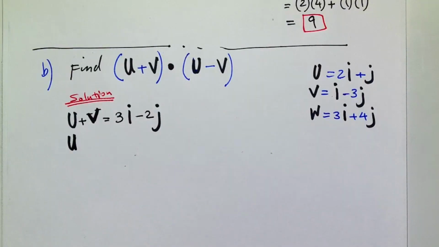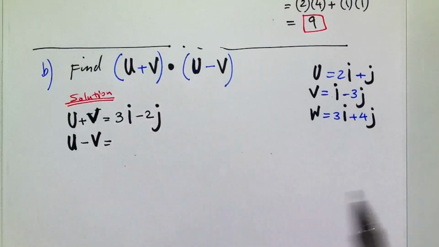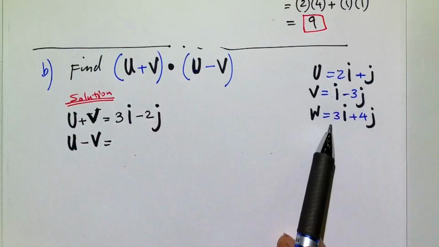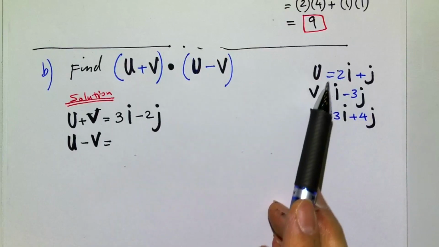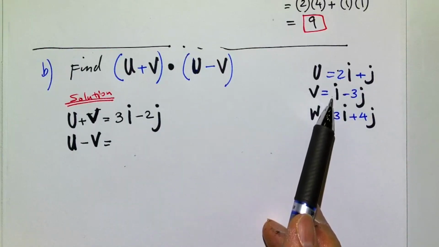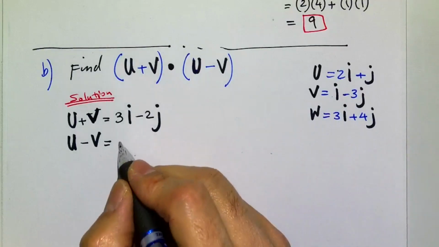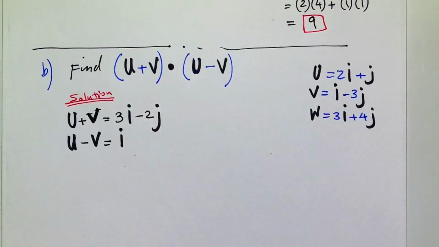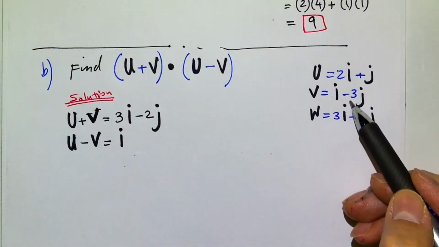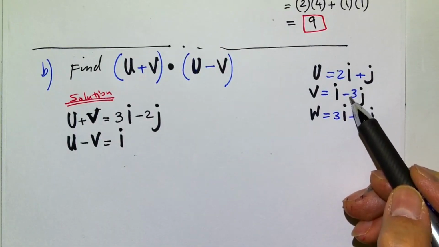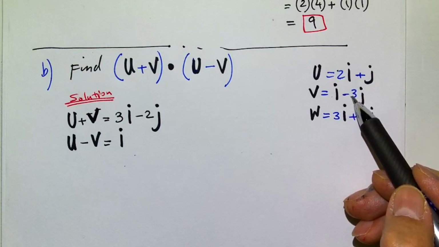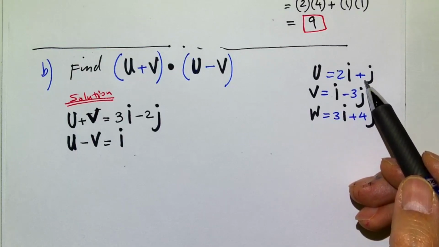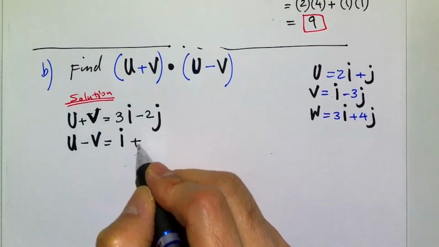So u minus v. So that would be 2 minus 1. That would be 1i, or i. Then 1 minus minus 3. That minus 3 would make this positive 3, plus 1, 4, plus 4j.